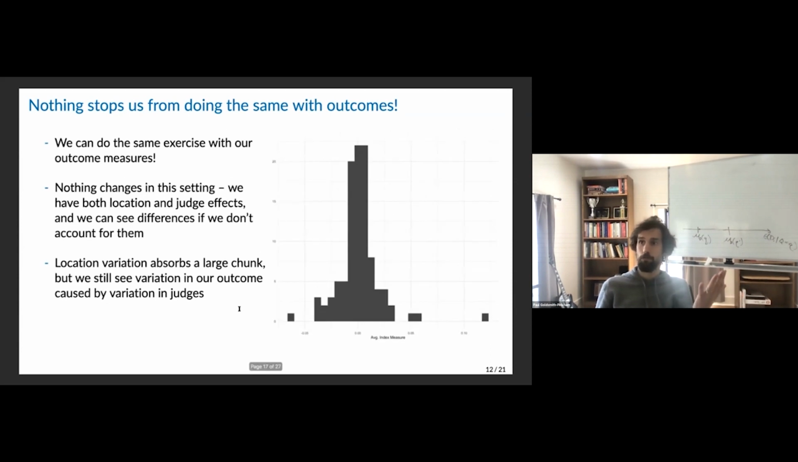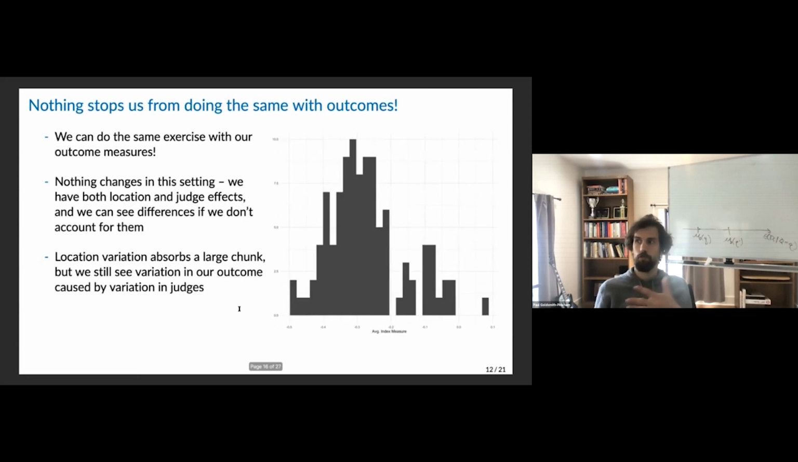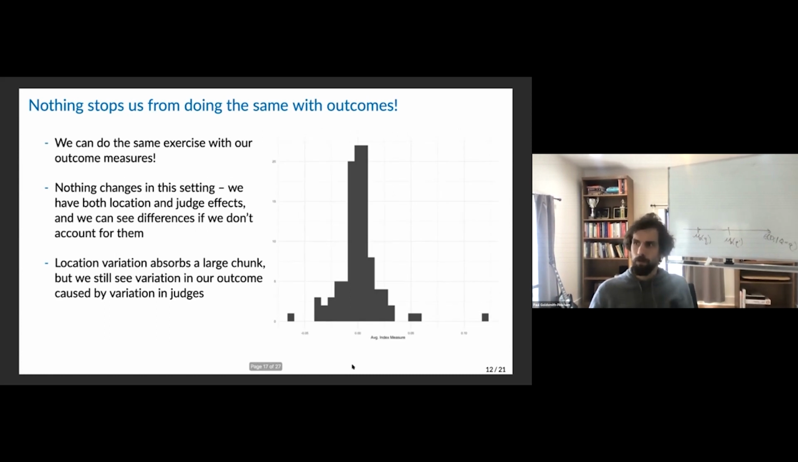Location variation accounts for a big chunk, but we still see variation in the measure. So this is the index measure that we have in our paper, which is kind of a summary measure of all negative outcomes over the next 5 years. The index is pretty highly varied. There's big geographic variation in the United States, but even once you control for location variation, you still see variation here. Obviously, which judge you get matters.